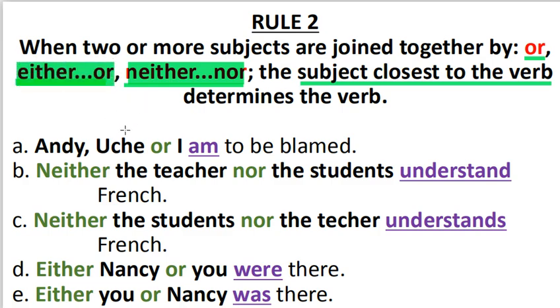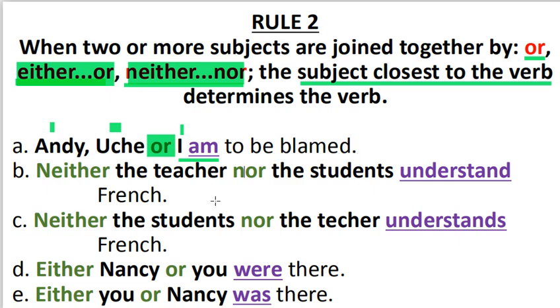Let's see example A. Andy, Uche, or I am to be blamed. Look at that. We have three subjects, Andy, Uche, I, joined together by or, but I is the closest to the verb. That is why we have am, because the verb has to agree with I, which is closest to it. Andy, Uche, or I am to be blamed.